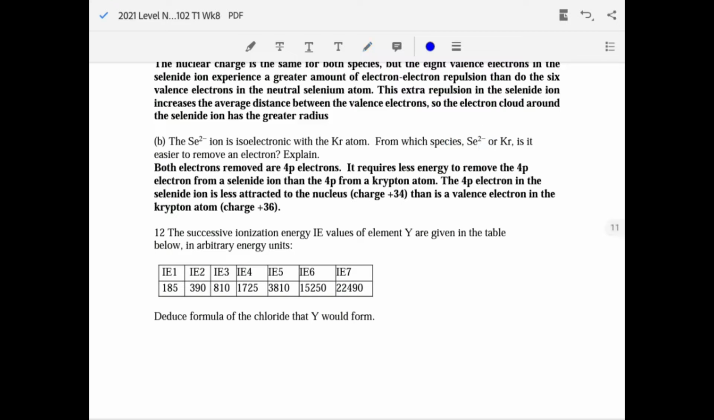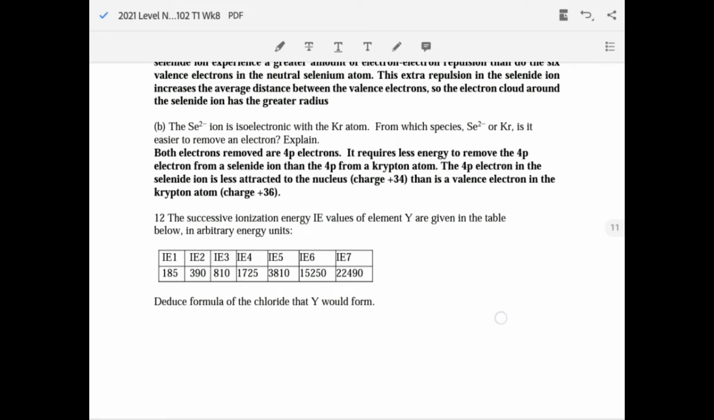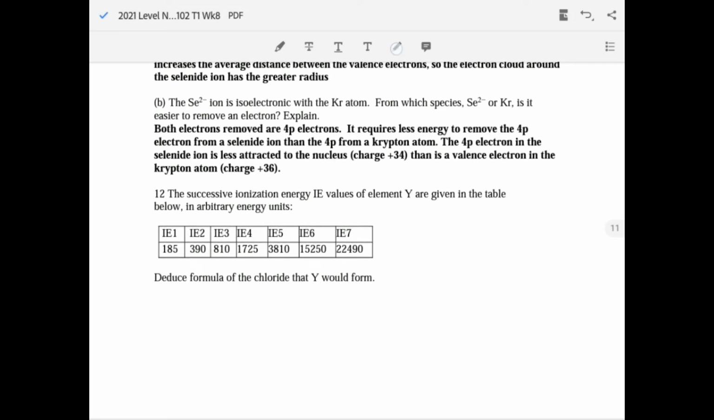So it is no doubt that Se2- is easier to remove an electron from, and Kr is a neutral atom, and it's a noble gas, and therefore it's very stable. So Se2- is easier to remove, and it's less attracted to the nucleus because there are more electrons than protons.